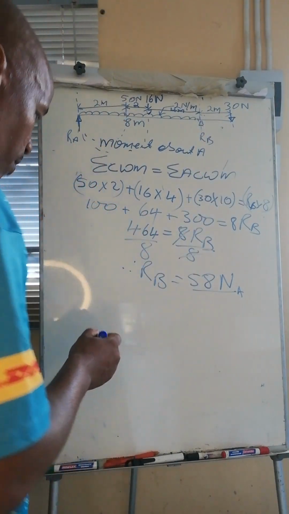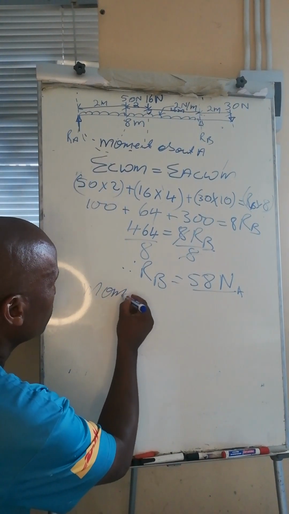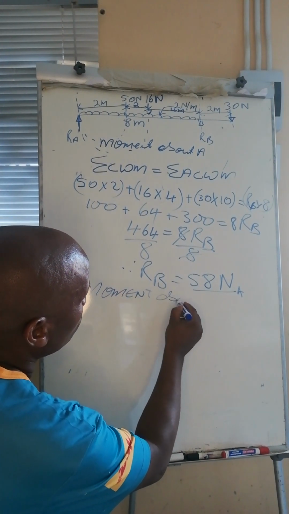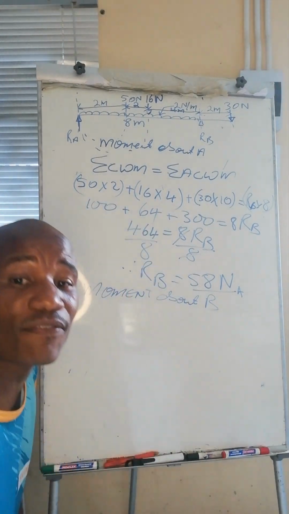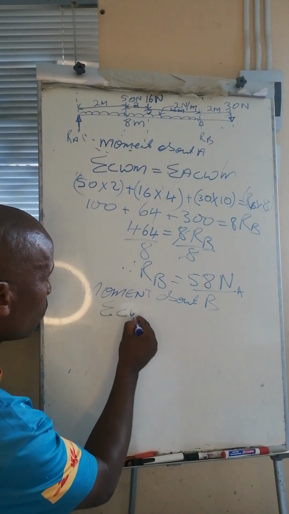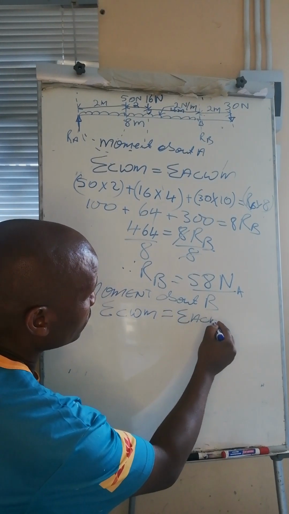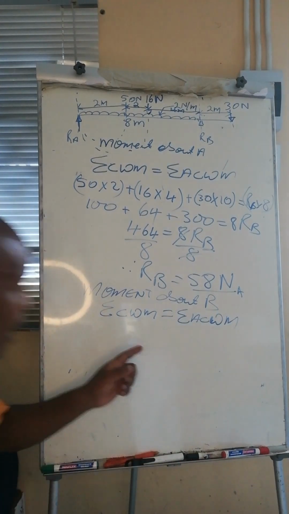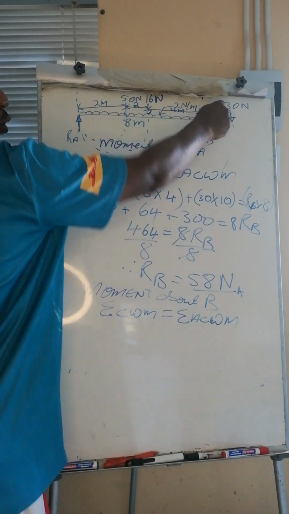Now let's take the moment about B. This statement, please guys, don't forget it. It's very, very important. About B, the sum of the clockwise moments is equal to the sum of the anti-clockwise moments. Now, the clockwise moment for forces heading to B.